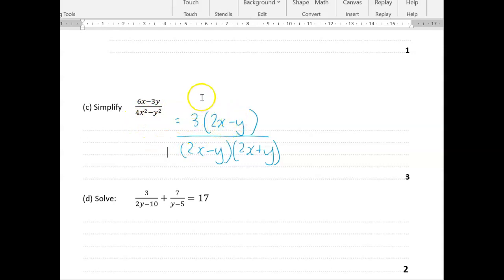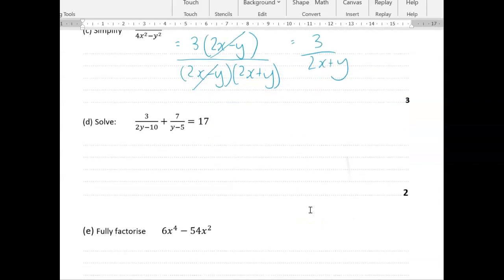So now that we've got each part factorized, we now can cancel out because there's a multiplication happening between each of those terms, which means we can cancel out. So I can cancel this 2x minus y with this 2x minus y, and I'm going to end up with 3 over 2x plus y. You need to get all of that out to get your 3 marks. I gave 1 mark for factorizing the top, 1 mark for factorizing the bottom, and 1 mark for cancelling and giving me that answer.